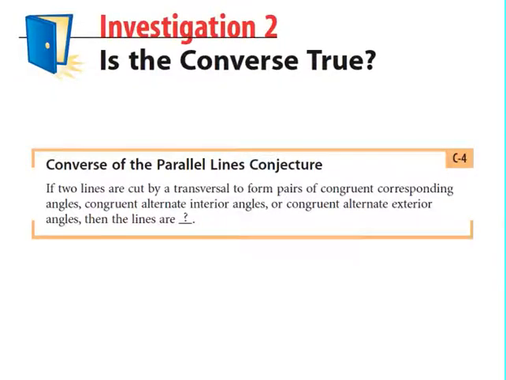Okay, so let's think about this. Is this true? If two lines are cut by a transversal to form pairs of congruent corresponding angles, congruent alternate interior angles, and congruent alternate exterior angles, then the lines are parallel. You think that'll be true? If you know the angles are the same, will you be able to conclude the lines are parallel? Yeah, because we just looked at the fact that it doesn't work if you don't have parallel lines. So yeah, this is another conjecture. Lots of conjectures today.